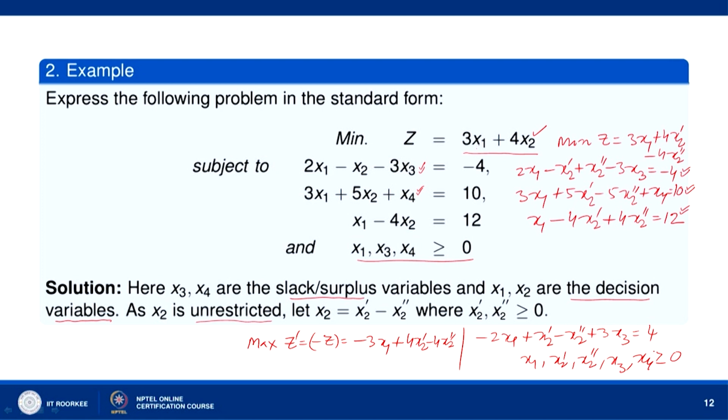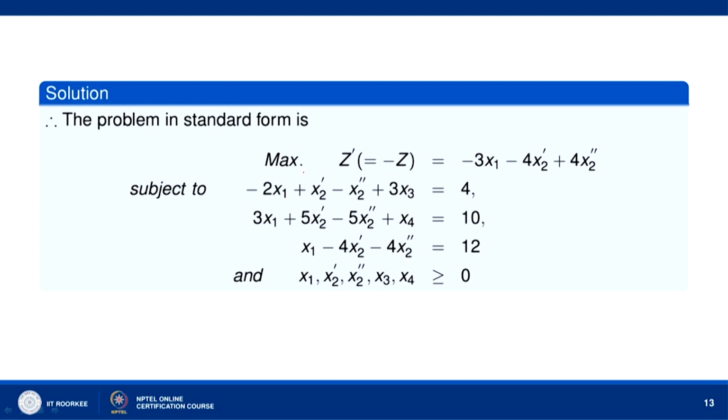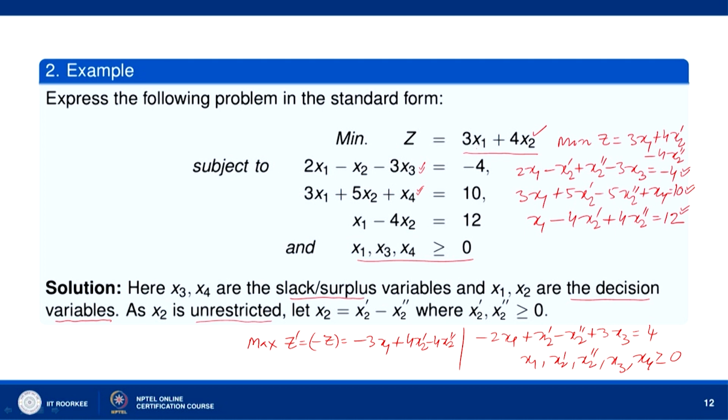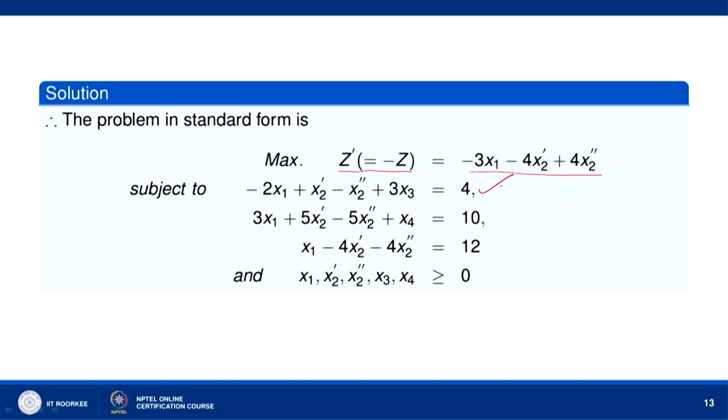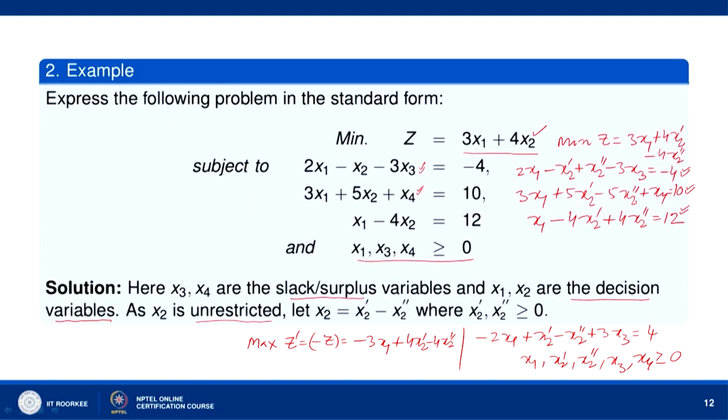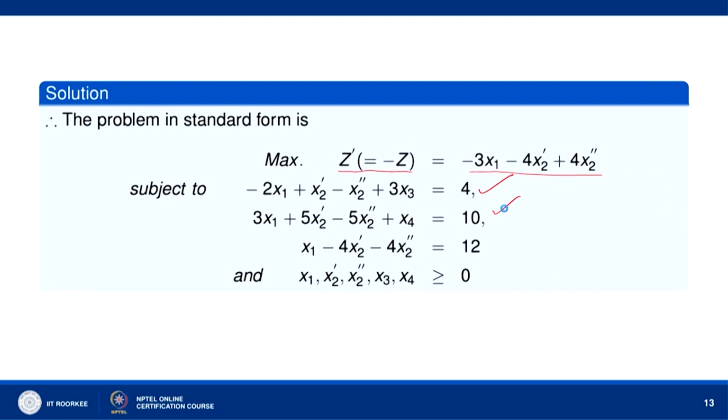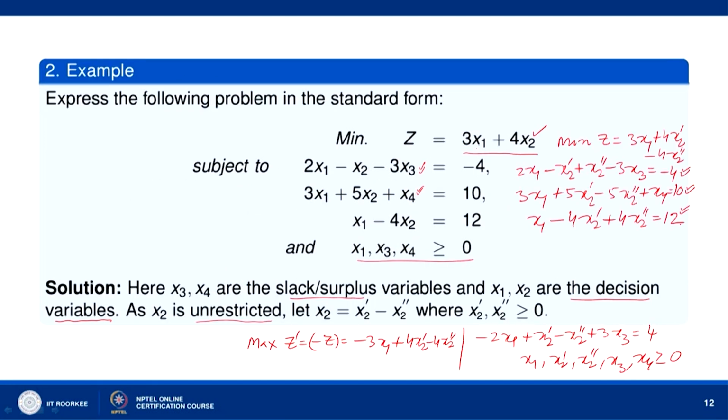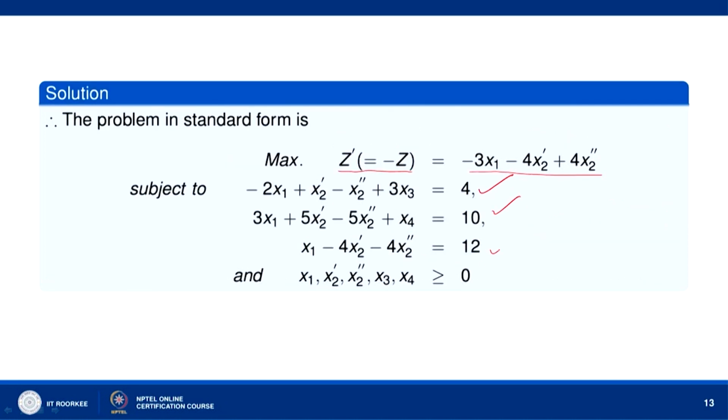So, the problem has now been converted to the standard form, maximization of z dash equal to minus z, which is minus 3 x 1 minus 4 x 2 dash plus 4 x 2 double dash. The first constraint is minus 2 x 1 plus x 2 dash minus x 2 double dash plus 3 x 3 equal to 4, and then the second one is 3 x 1 plus 5 x 2 dash minus 5 x 2 double dash plus x 4 equal to 10, and then x 1 minus 4 x 2 dash plus 4 x 2 double dash equal to 12, that is third. And all these variables are non-negative.